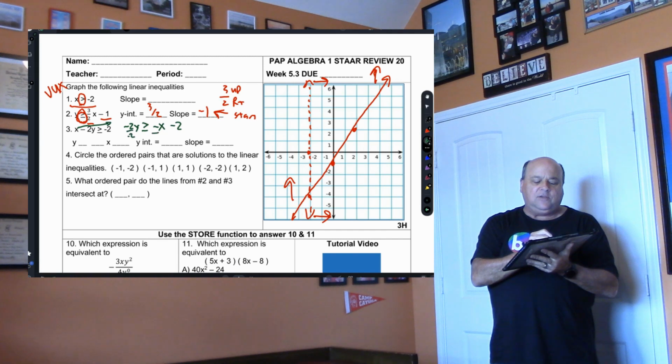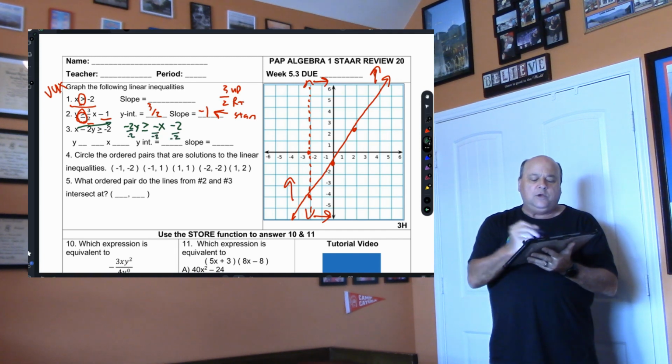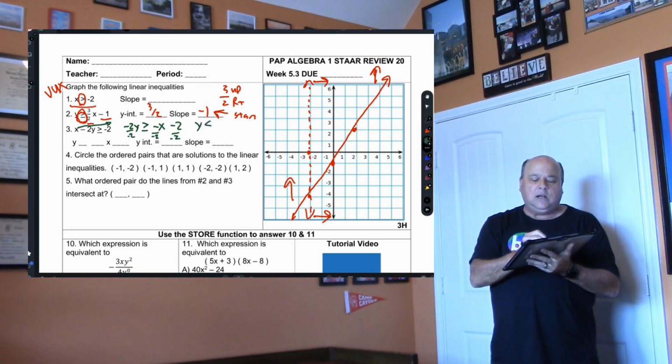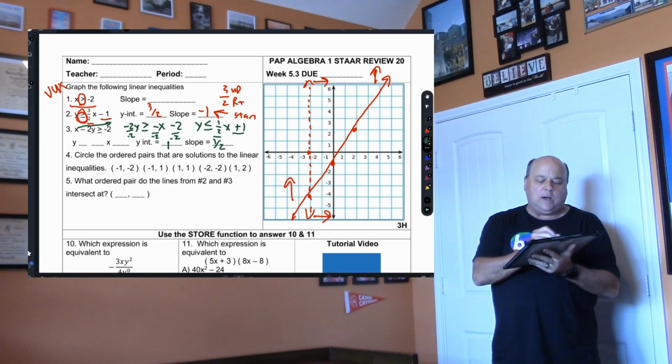We're going to divide everything by negative 2. When you divide by negative 2, you flip the inequality. So we have y less than or equal to 1/2 x plus 1. This is my y-intercept of 1. This is my slope, which is 1/2. My equation is y less than or equal to 1/2 x plus 1.